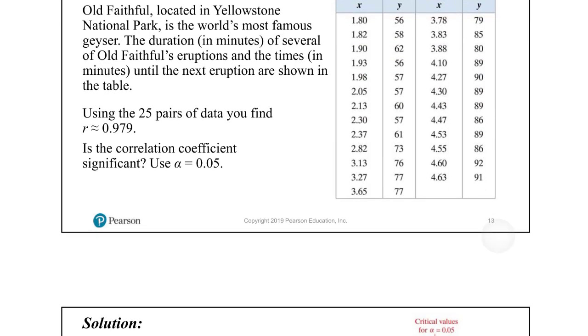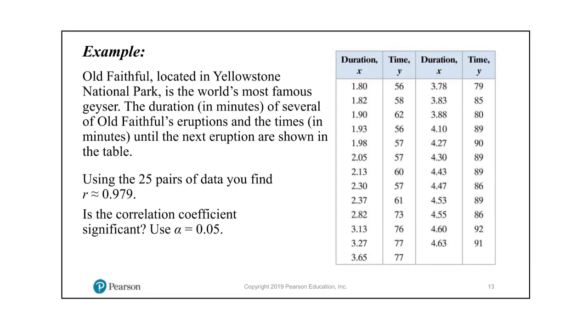So the one that we were looking at before. Old Faithful, it's a new one. Old Faithful, located in Yellowstone National Park, is the world's most famous geyser. The duration in minutes of several of Old Faithful's eruptions and the times in minutes until the next eruption is shown. This is the same data split in two here. So you've got all the durations here and here. That's the duration of an eruption, and then the time until the next eruption.